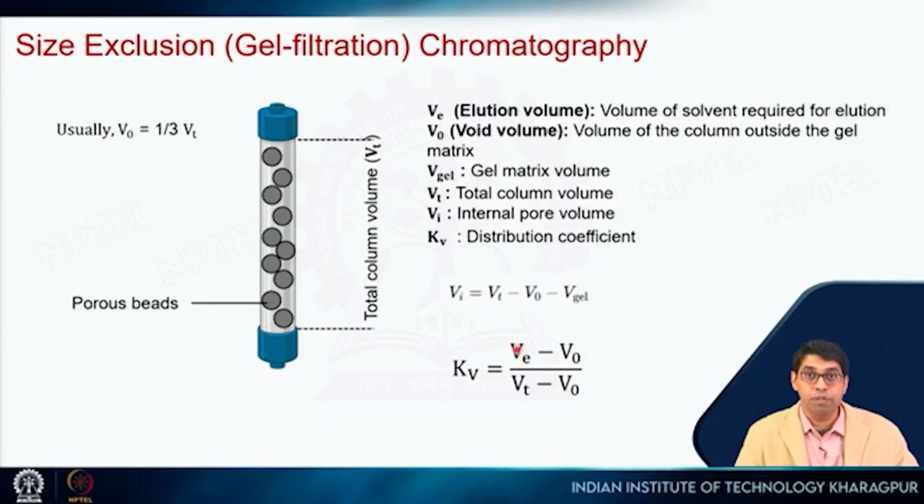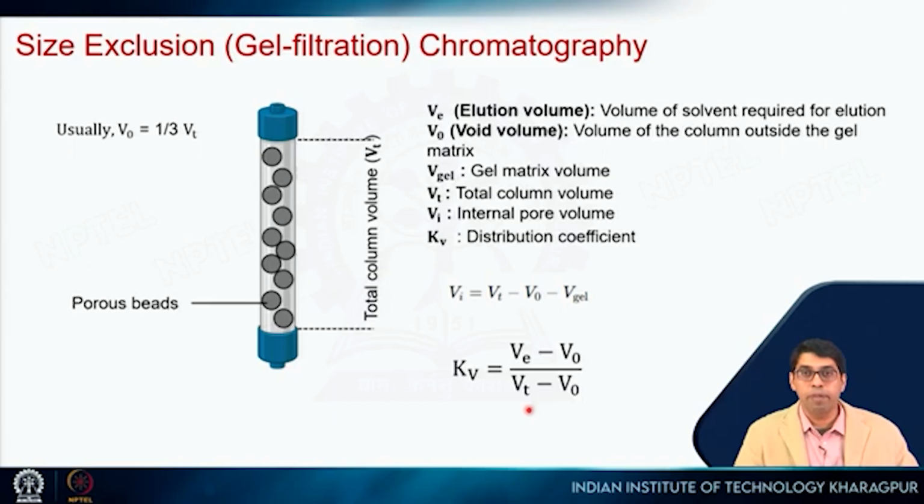Ve is something that will change depending on the protein. If your protein is very small, then Ve will be very close to the Vt, because it will enter all the nooks and pores in the beads. So it will pass through a very large volume. So it will elute very late. Okay. But if protein is big, then it will not do much of that. So it will elute faster. So your elution volume will be smaller.